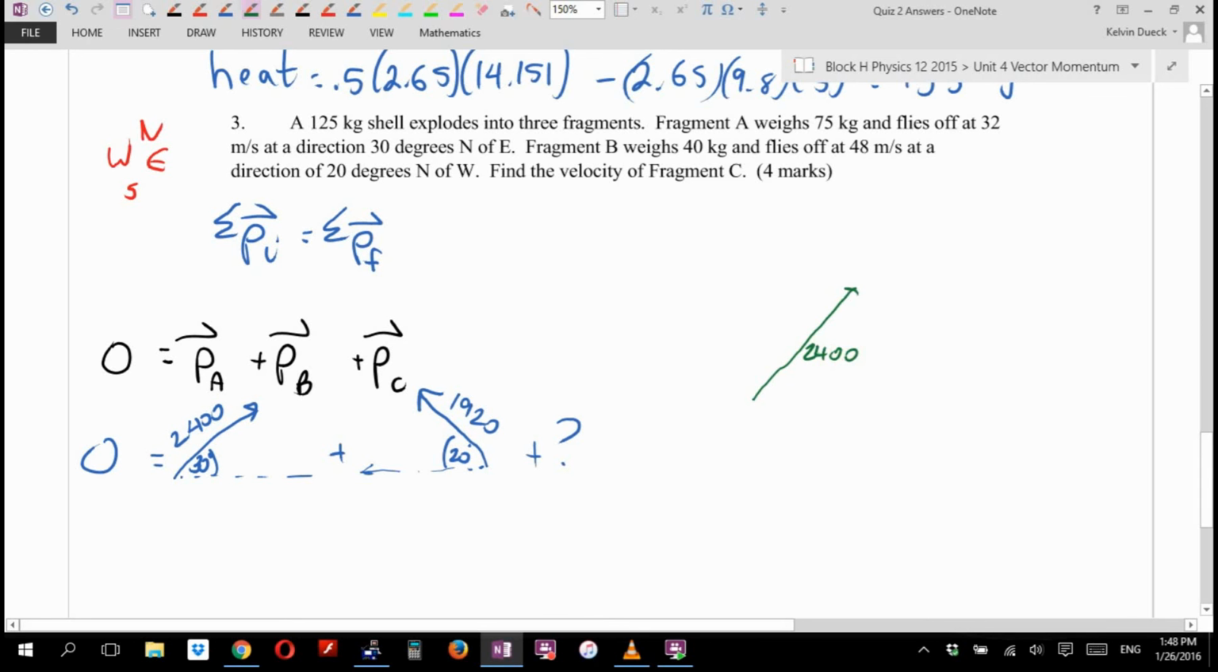2400. 1920. Might be longer, might be shorter. I'm not sure. What will the resultant look like? What will piece C look like? Is it going to be going up and to the right, or is it going to be starting on the top and going down and to the left? Why? Because I know that this has to add to 0, and 0 as a picture looks like that. Here is piece C.